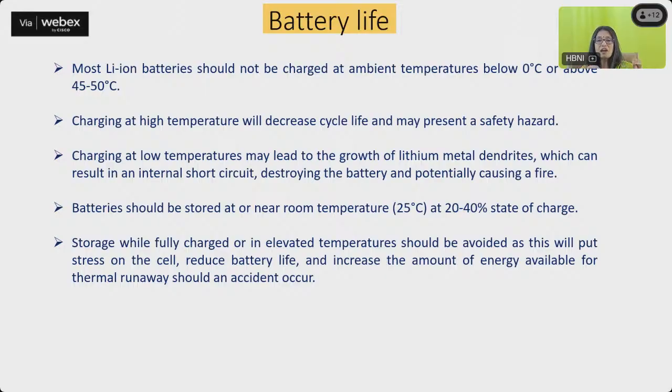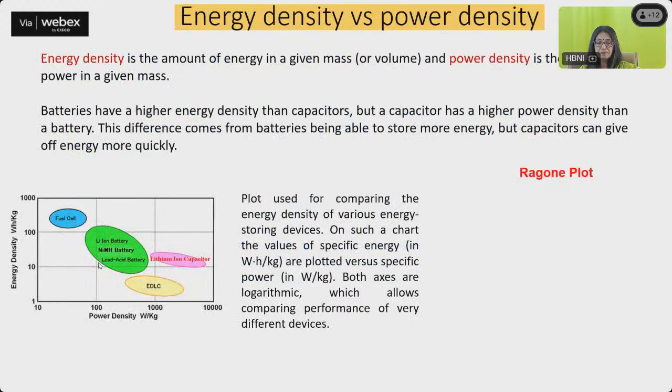So when we talk about a battery's end of life, we say that the specific capacity value is now below 80% of what was actually predicted for the battery. Now coming to a very important concept, which is energy density versus power density. As we know, batteries have good energy density. So energy density is what? It is the amount of energy in a given mass or volume, and power density is what? It is the amount of power in a given mass.